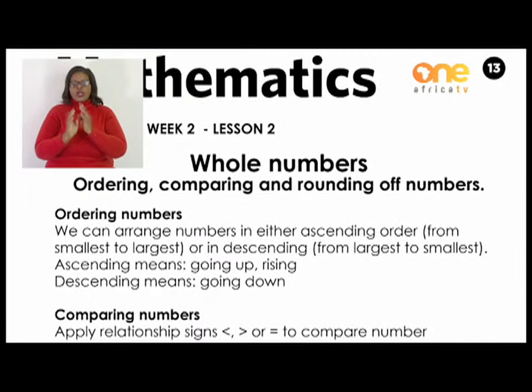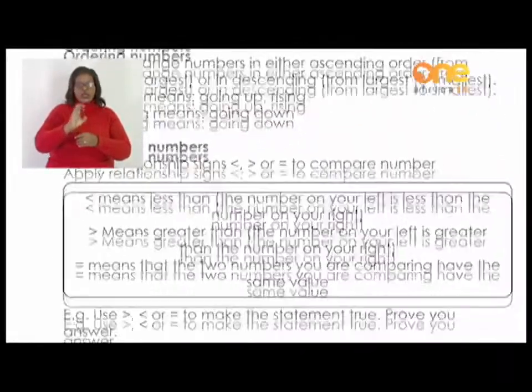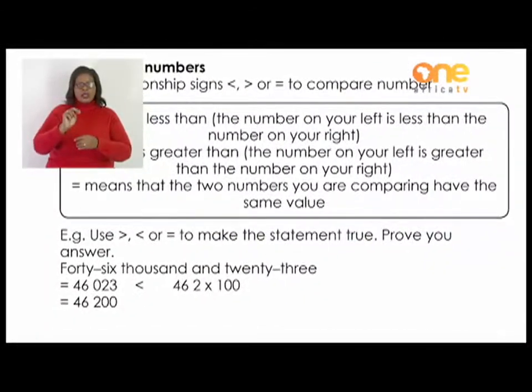We can arrange numbers in either ascending order, from smallest to largest, or in descending order, which is from the largest to the smallest. In short, ascending order means going up or rising. Descending order means going down. Then we move to comparing.